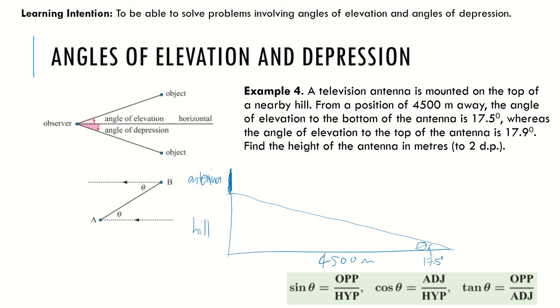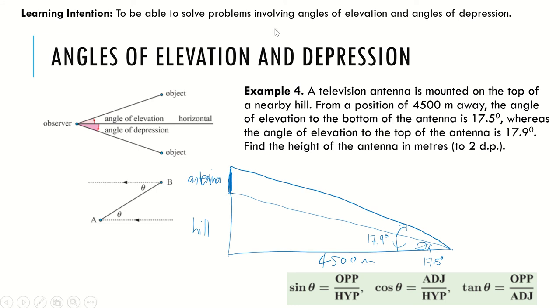Whereas the angle of elevation to the top of the antenna is 17.9. So that angle there is only slightly bigger, 17.9 degrees. Find the height of the antenna in meters.